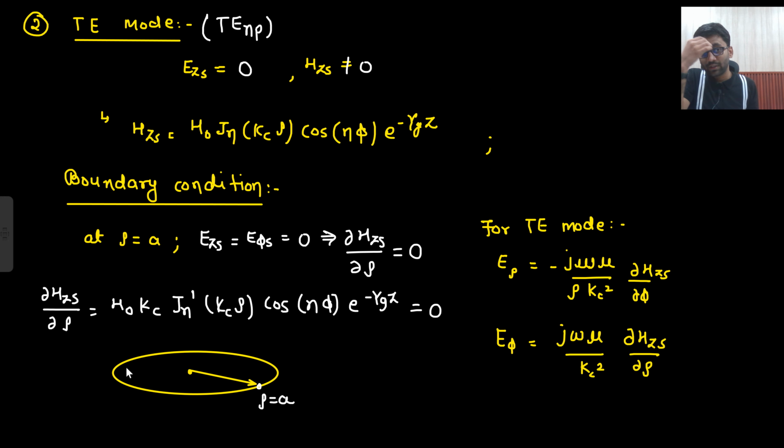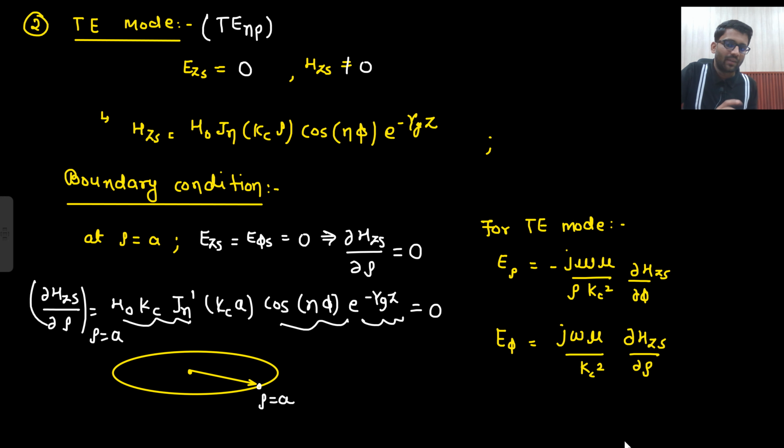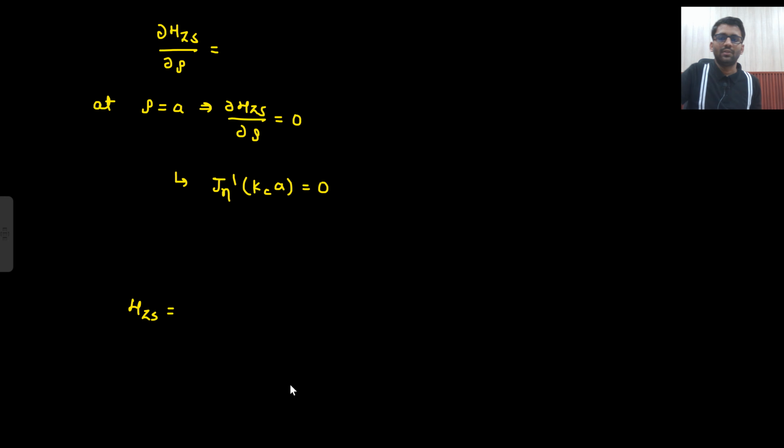Now what do I need to put? I need to put rho equals to A, because this is 0 at rho equals to A. At the boundary it is 0, no? So I need to put rho equals to A here. I cannot comment on the other terms. The only value I can comment on is this. So what do I get from here? Jn dash KcA is equal to 0.